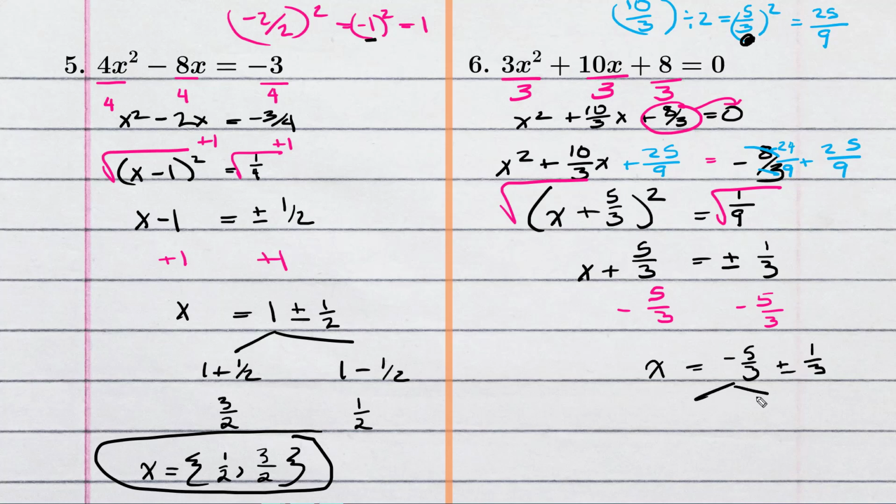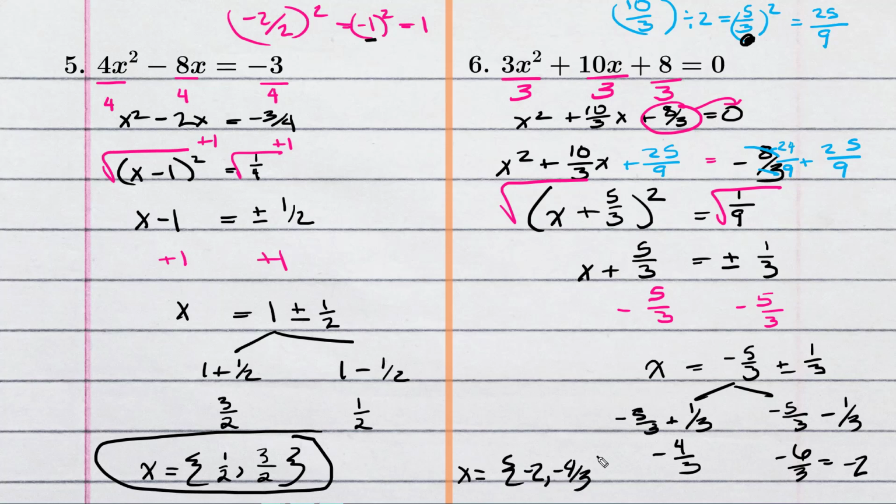So when I do my two things, negative 5/3 plus 1/3 is equal to negative 4/3, and negative 5/3 minus 1/3 is equal to negative 6/3, which is negative 2. And so my two solutions are negative 2 and negative 4/3.